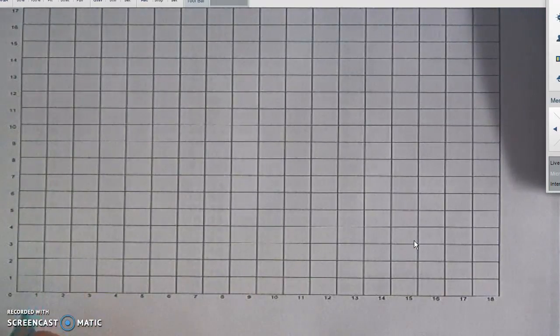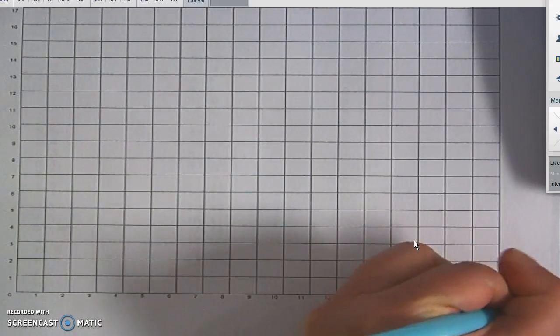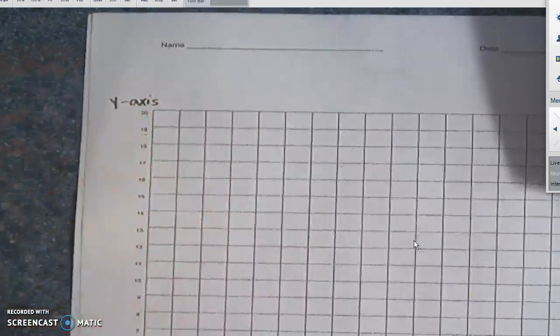Okay, so these numbers going across here, this is called the x-axis. These numbers going up here, this is called the y-axis.